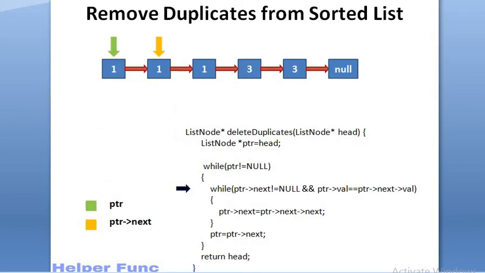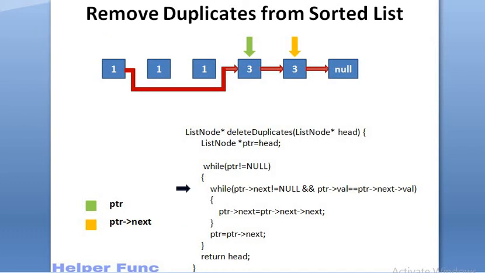At first, PTR and PTR's next value are the same, so the inner while loop will work, and PTR's next will now be pointing to PTR's next to next. Here again, PTR and PTR next value are the same, thus the inner while loop will work one more time. And now my PTR next is pointing to the node with the value 3. Now as 1 and 3 are not equal, the inner while loop will break and my PTR will increment by 1.